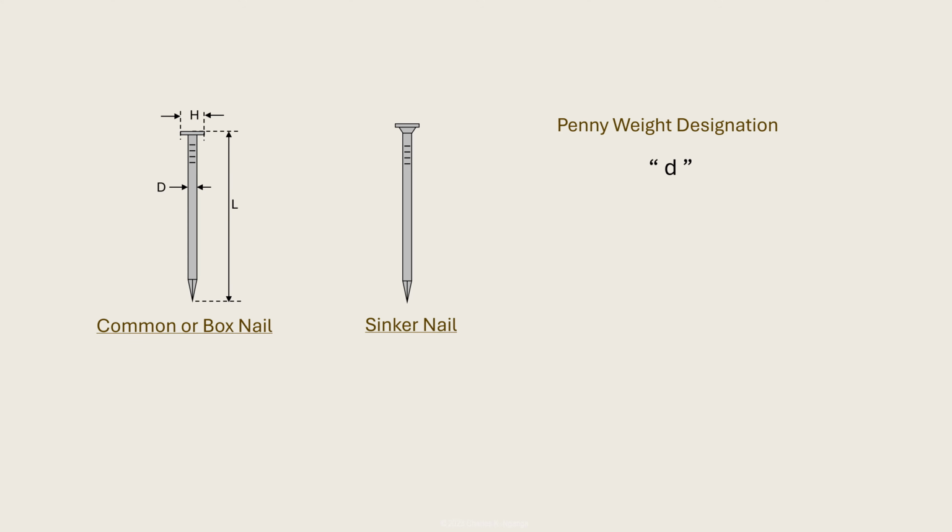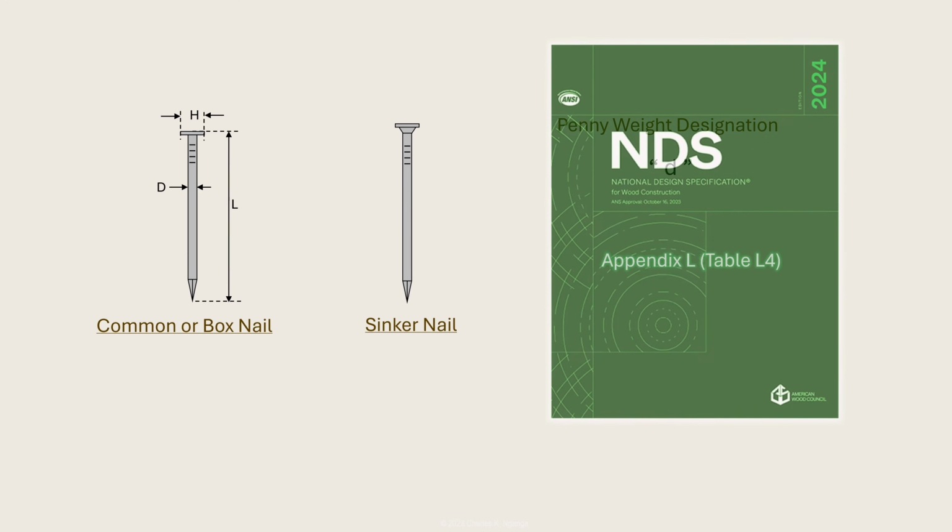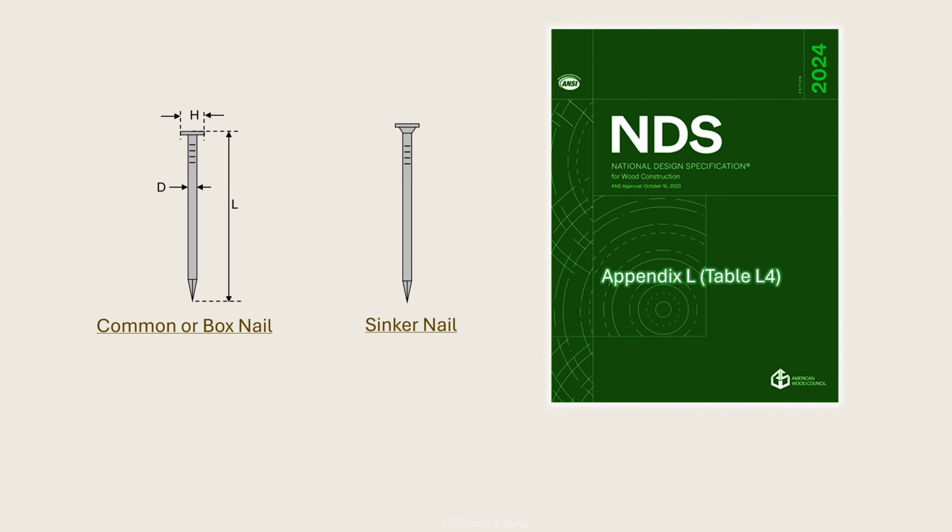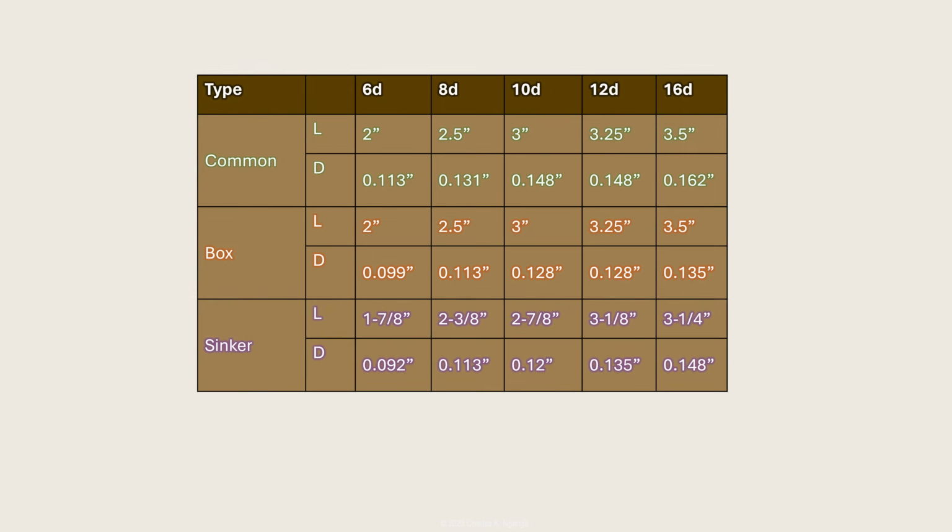These penny weight designations and the associated nail types, diameters, and lengths are provided in Table L4 in Appendix L of the National Design Specification for Wood Construction, or NDS, which is one of the reference standards for wood construction specified in the International Building Code. The NDS specifies penny weight designations from 6 penny or 6D to 60 penny or 60D. This table shows typical penny weights used in residential construction, where nail sizes range from 6 penny to 16 penny.